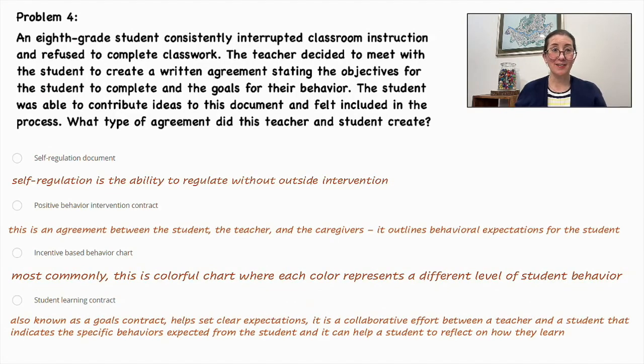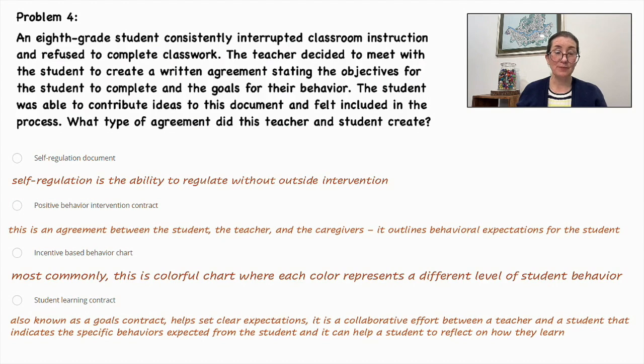Problem number 4. An 8th grade student consistently interrupted classroom instruction and refused to complete classwork. The teacher decided to meet with the student to create a written agreement stating the objectives for the student to complete and the goals for their behavior. The student was able to contribute ideas to this document and felt included in the process. What type of agreement did this teacher and student create?